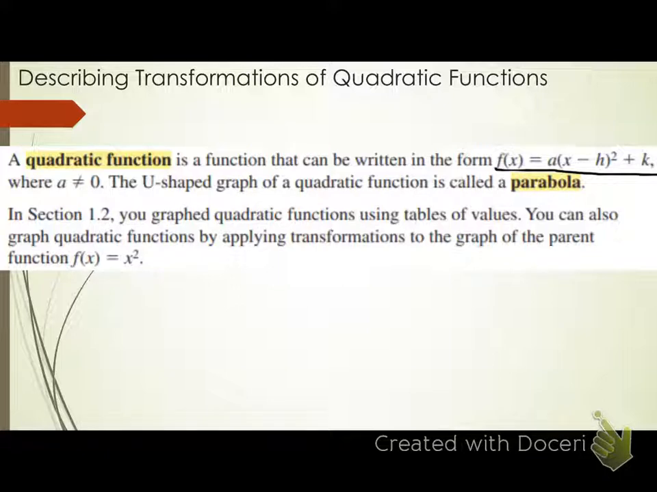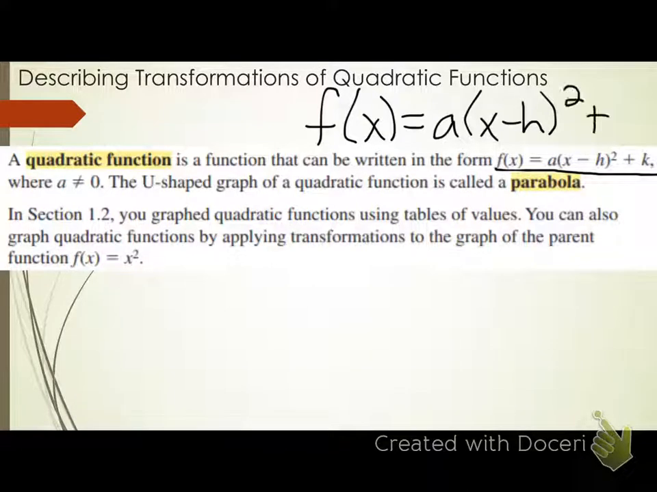So in section 1.2, we graphed quadratic functions using tables of values, correct? You can also graph quadratic functions by applying transformations to the graph of the parent function, f of x equals x squared. Does that say x minus h squared? Yep. F of x equals a times (x minus h) squared plus k.